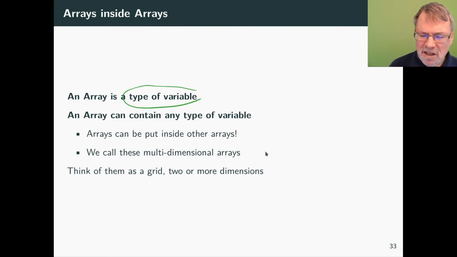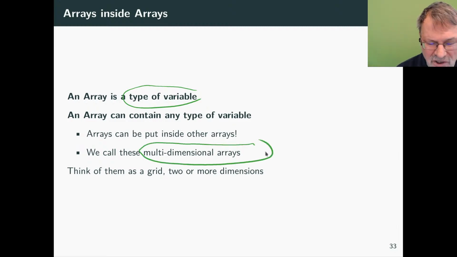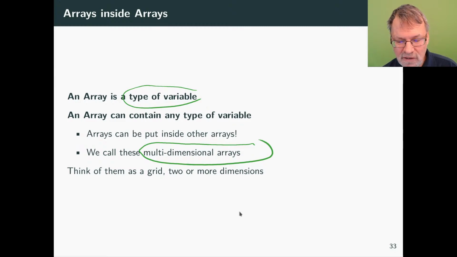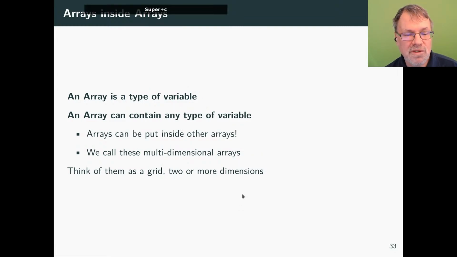But arrays can contain any type of variable. And an array is a type of variable, so we can have an array of arrays. These generally get called multi-dimensional arrays, but they're really an array of arrays. You can think of it as a grid, but it could be 3, 4, 5 dimensional. I'm not sure we'll get into 3, 4 or 5 dimensional arrays, but assignment 1 involves a 2-dimensional array.